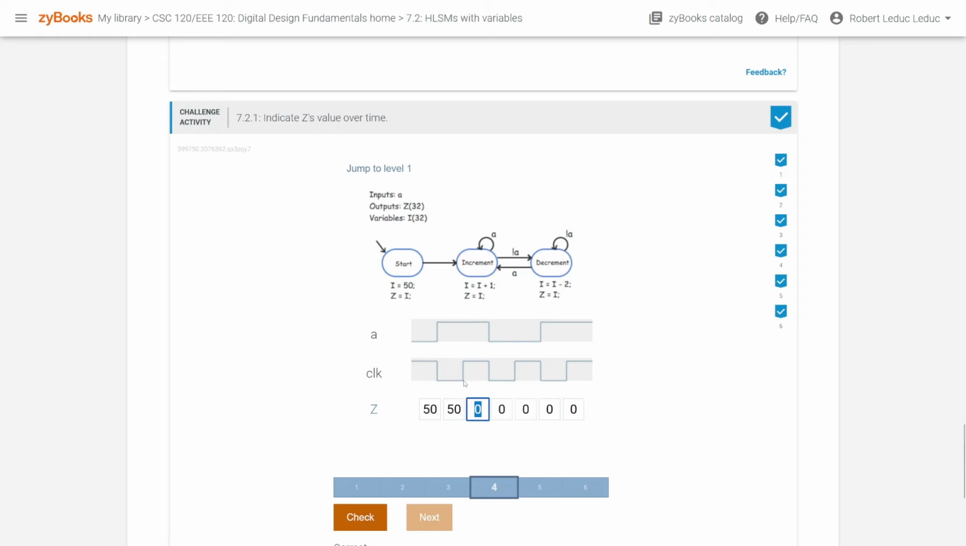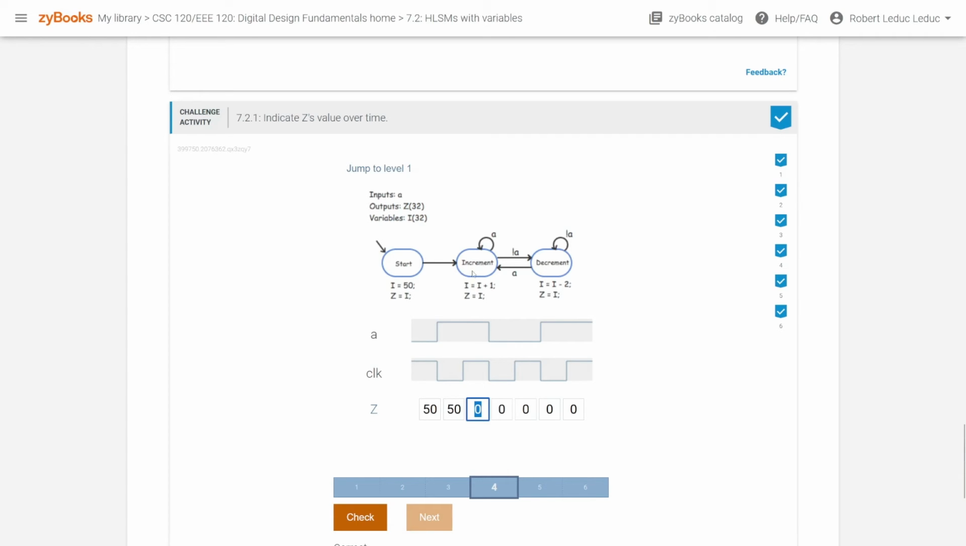Okay, and then on the next rising edge, we see that the value of A has risen to 1. Interestingly, if you look at the diagram, it actually doesn't matter what the value of A is, because here we just have a single arrow going right. So in this case, regardless of the input, we will always move on the first clock cycle from the first state, the start state, to the next state, which is the increment state.